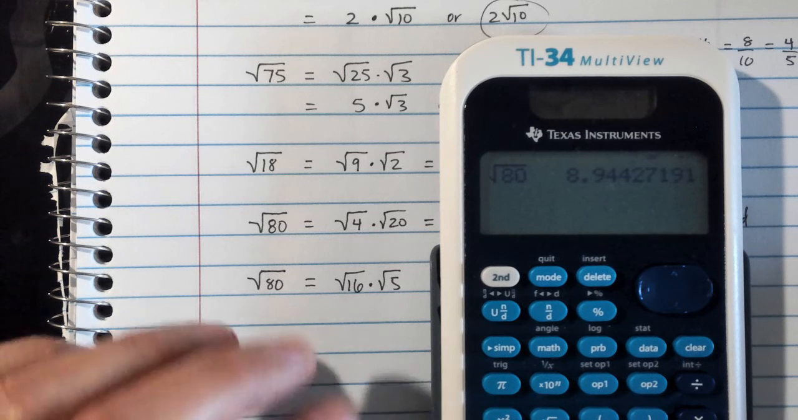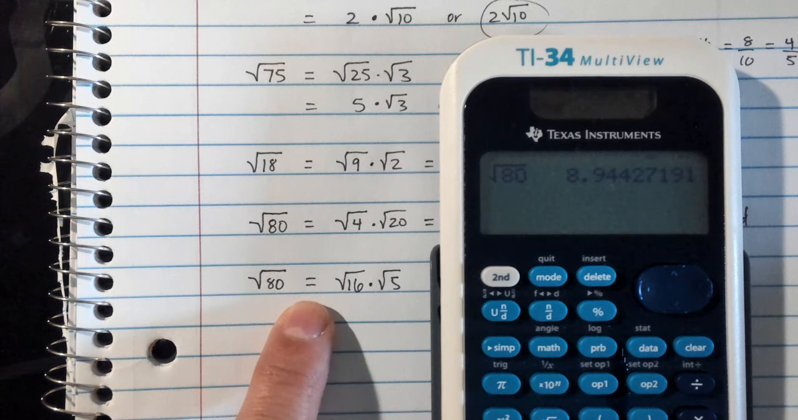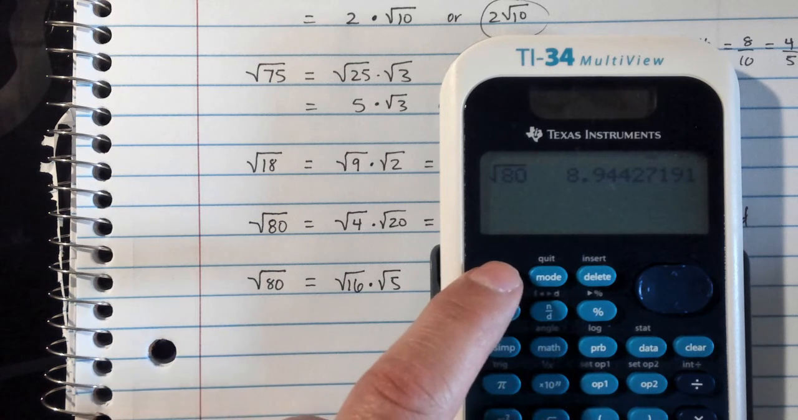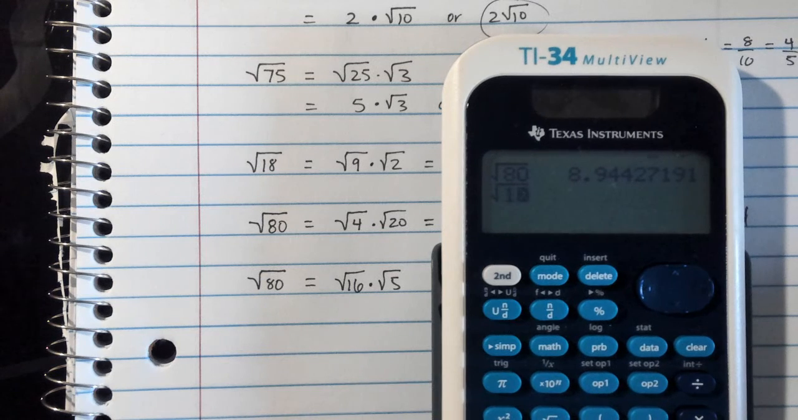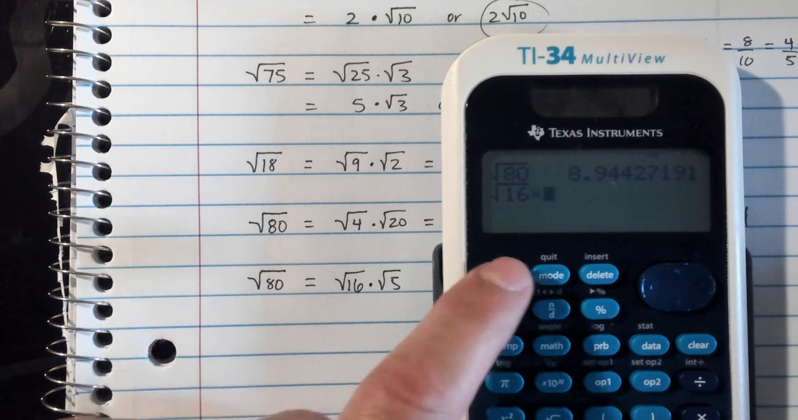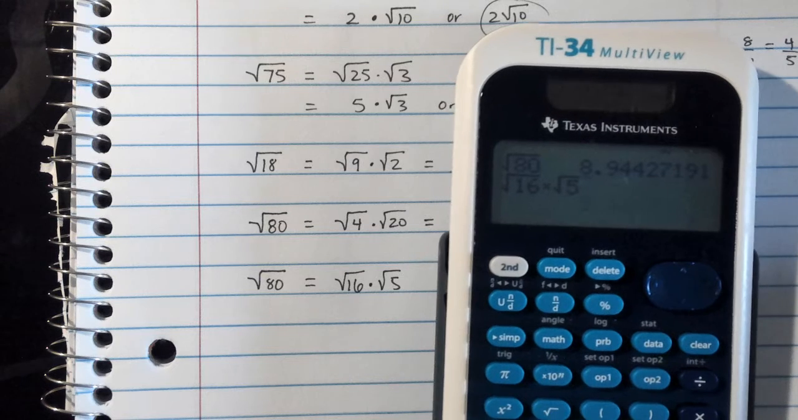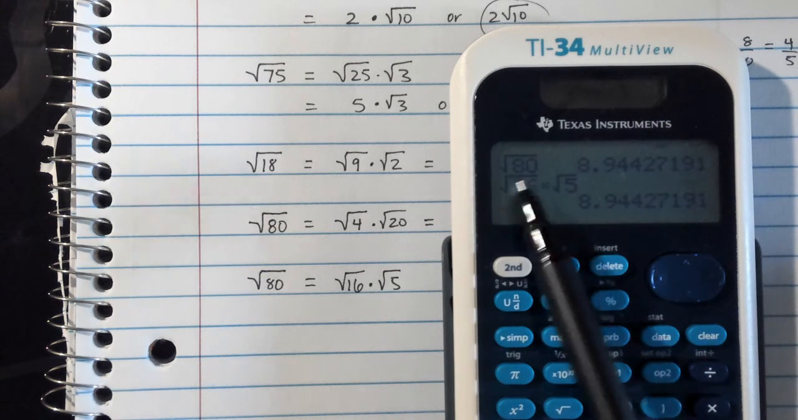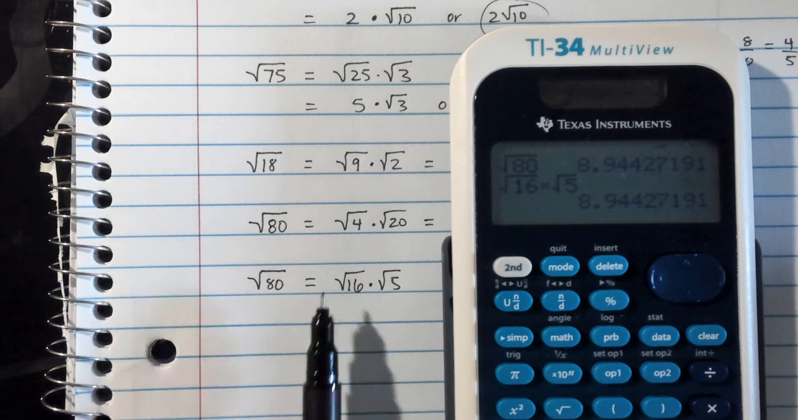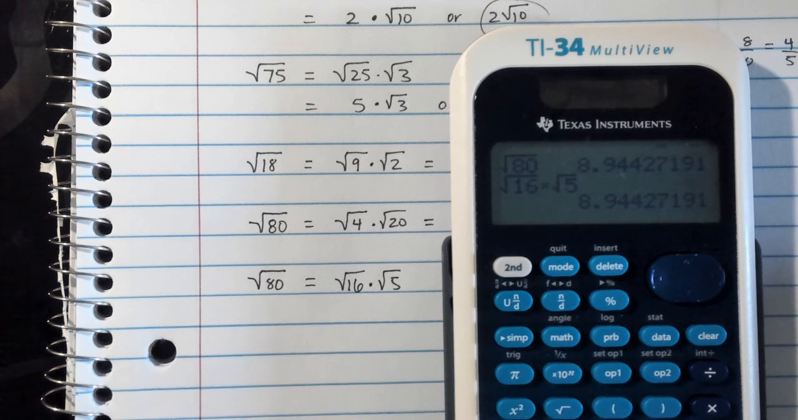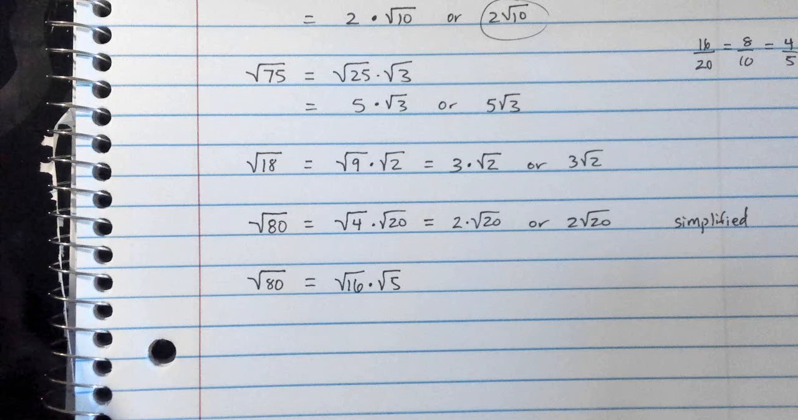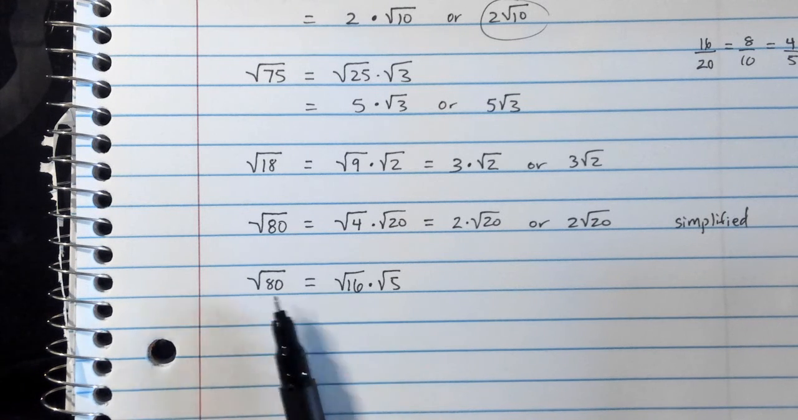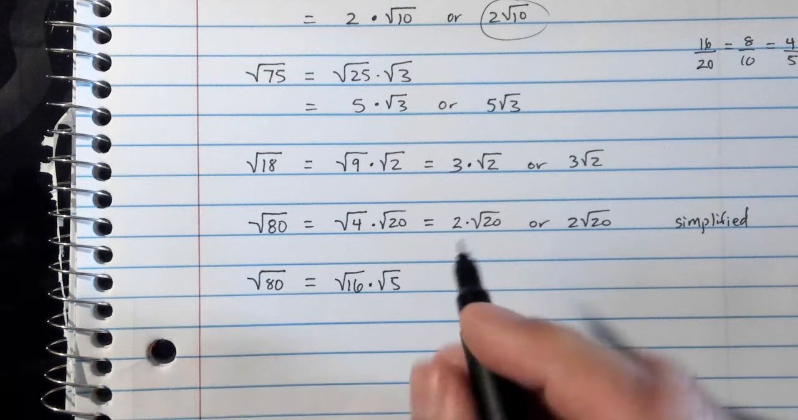equals that decimal, and I'm saying that it also is equal to square root of 16 times square root of 5. So, square root of 16 times the square root of 5 should give me the exact same decimal. So yes, this and this are in fact equal to each other. So the difference is I now have found the biggest perfect square that goes into 80, not a perfect square.